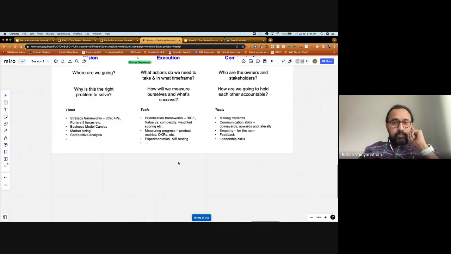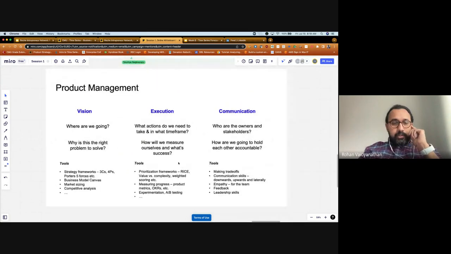Finally, before I pass it on to Tanveer, very simply put, there are three buckets where you can think about how product management can add value. Number one is vision. Number two is execution. And number three is communication.